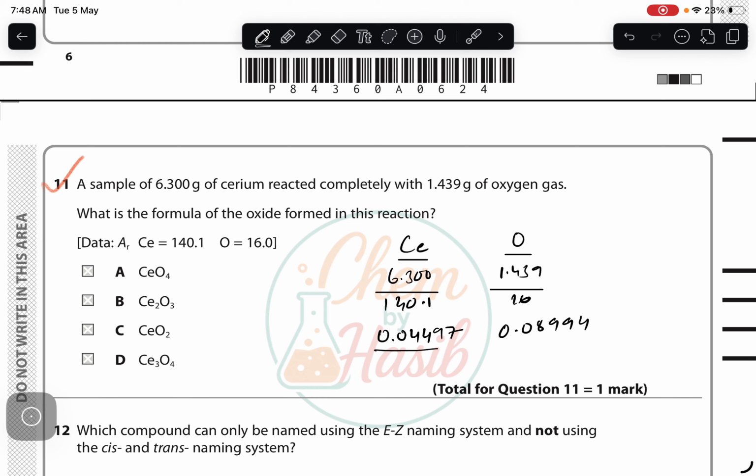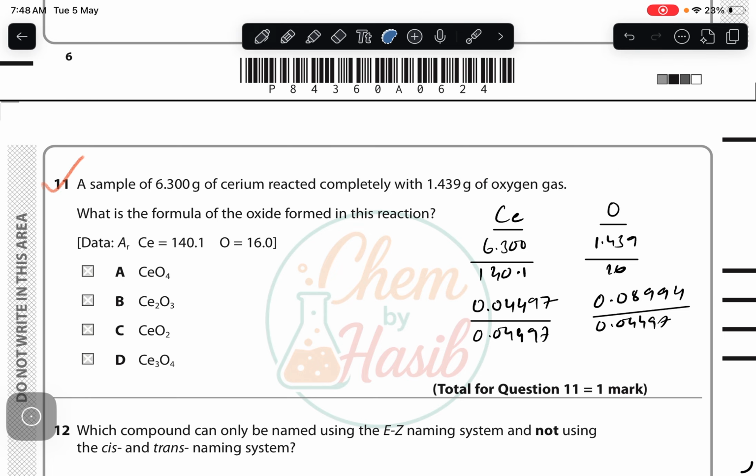So you divide by the smallest number. Smallest number is 0.04497. So 0.08994 divided by 0.04497 comes out to be 1.9999, which is actually 2. So the ratio of cerium and oxygen is 1:2. So the answer to question number 11 must be C. C must be the answer.